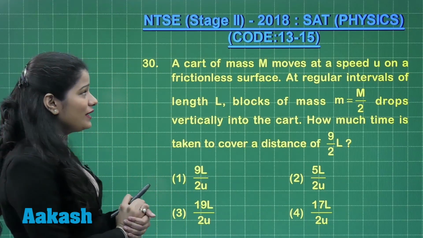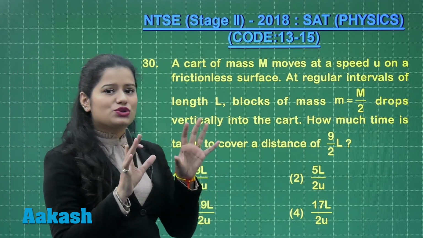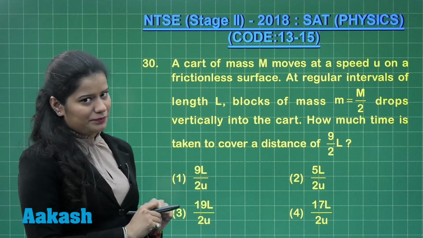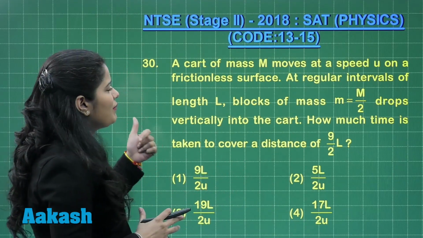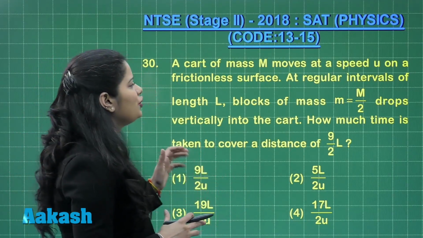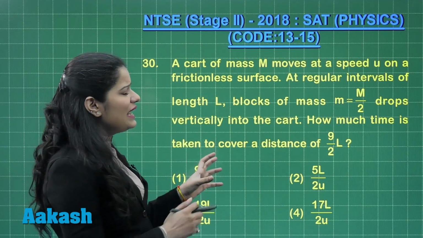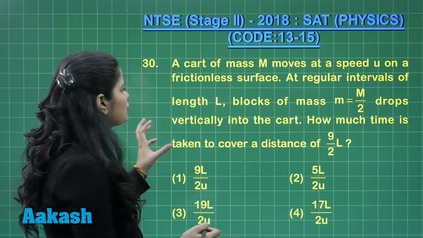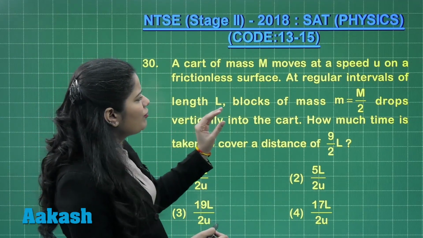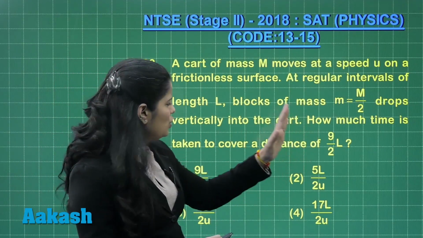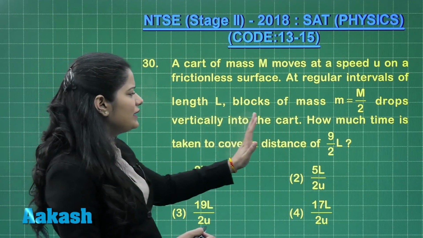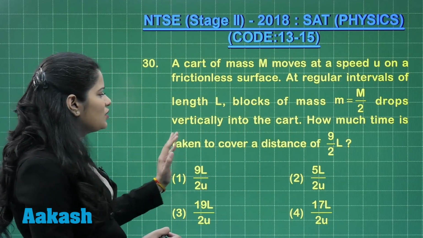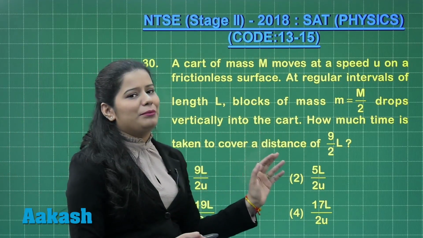So it's time to solve question number 30, which was the most tricky question of this paper. This question says a cart of mass m moves at a speed u on a frictionless surface at regular intervals of length L. A block of mass m by 2 drops vertically into the cart. How much time is taken to cover a distance of 9L by 2?